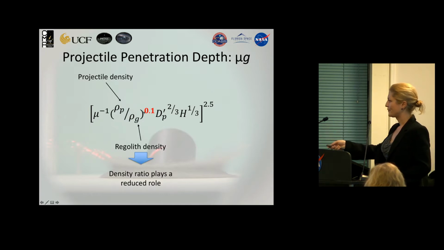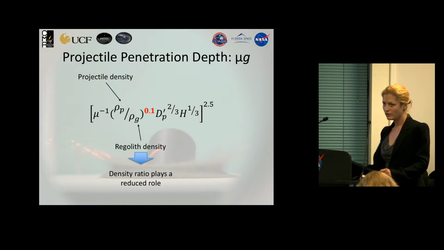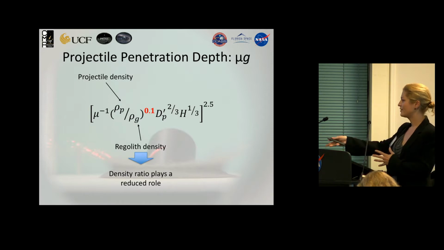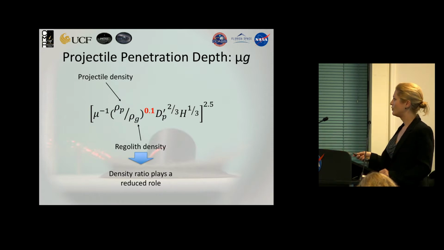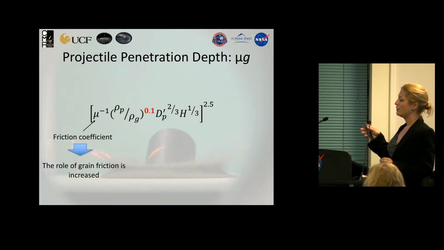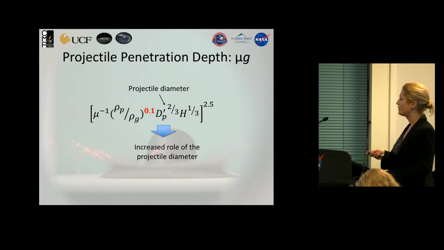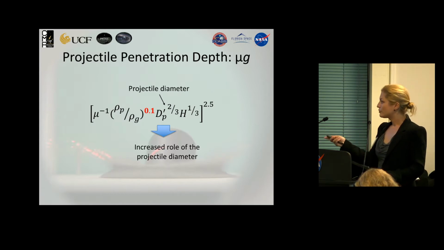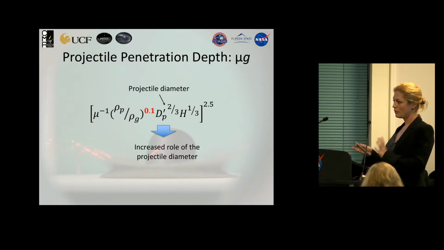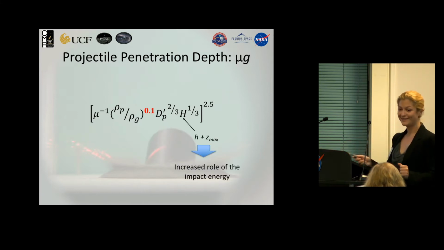So what does it mean? Now our density ratio plays a reduced role in the depth that we're going to go into the regolith. Our friction coefficient plays a more important role. So if you have stronger cohesion in the grains, you will be less able to get into the regolith bed. We have an increased role of the diameter of the projectile. With smaller diameters, you get in more easily into the target.